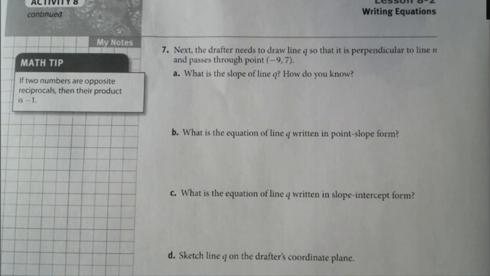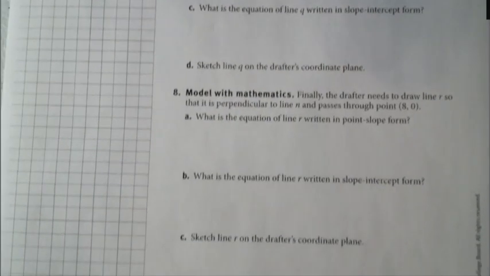7 says, next, the drafter needs to draw line Q so that it's perpendicular to line N and passes through the point -9, 7. A, what is the slope of line Q, and how do you know? B, what's the equation of line Q written in point slope form? C, what is the equation of line Q written in slope intercept form? And D, sketch the line Q on the drafter's coordinate plane from the previous page.